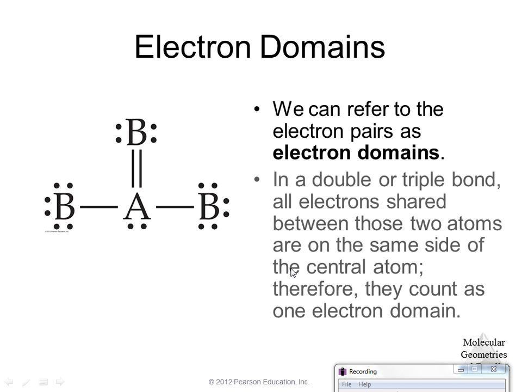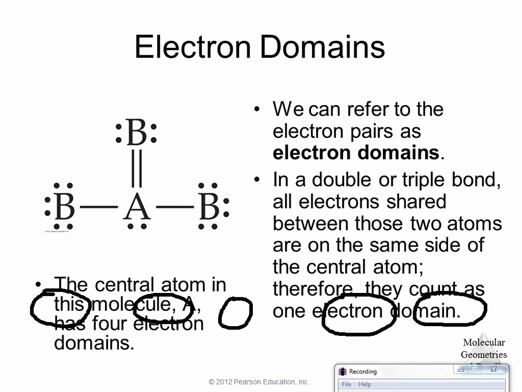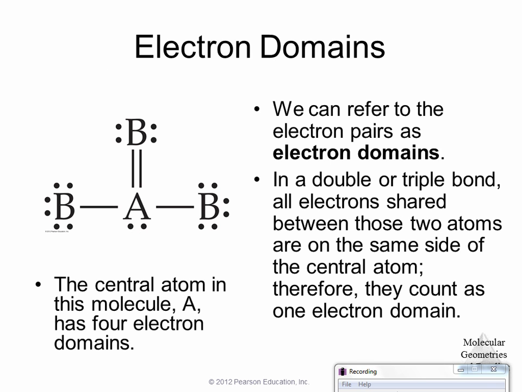So in this particular structure, in a double or a triple bond, all the electrons shared between the two atoms are on the same side of the central atom. They count as one electron domain. If we look at this particular structure, this has 4 electron domains because there are 4 total bonds that go around it. So this is an AB3 structure. If you were going to try to talk about its general geometry, we'd say this is AB3 because it has a central atom and 3 around it. Notice though on the A, there are 2 electrons that are not in a bond. That's a non-bonding pair. That's important as we get towards geometry.